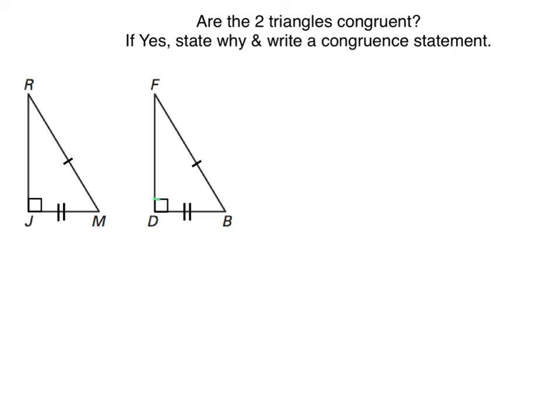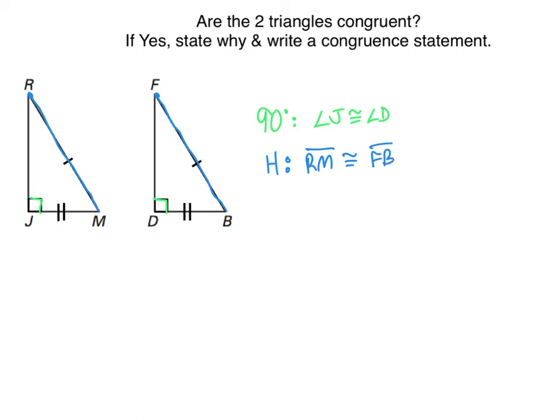I went with the 90 degrees, so I could say angle J is congruent to angle D. Again, you could do the 3 letters. From above the 90-degree angle over to the side is my hypotenuse. So segment RM is congruent to, again from above the 90 over to the side, the segment FB.